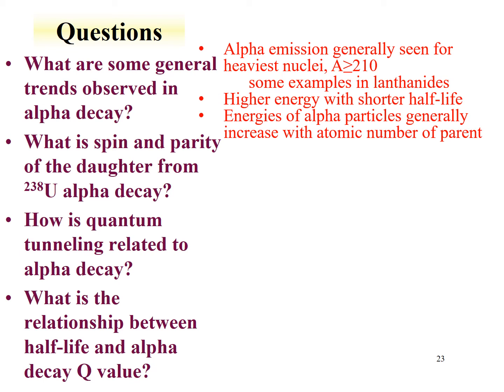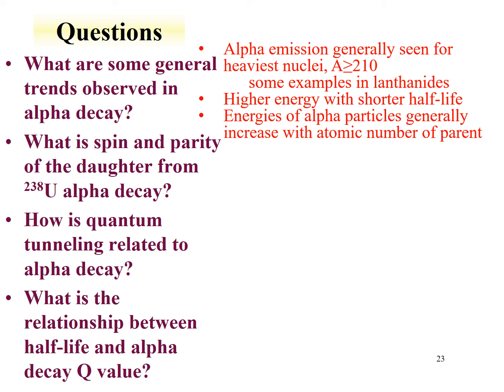The other trend is that the higher energy alpha decays tend to have shorter half-lives, and that the energy of an alpha particle generally increases with the atomic number of the parents. So as we go higher and higher along the periodic table or in the chart of the nuclides, we'll see that alpha decay energies generally increase.